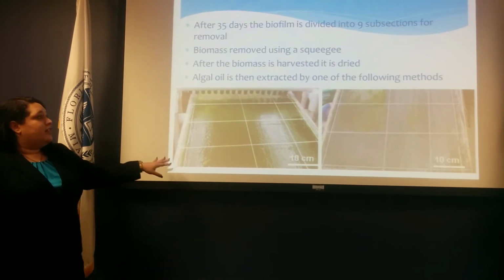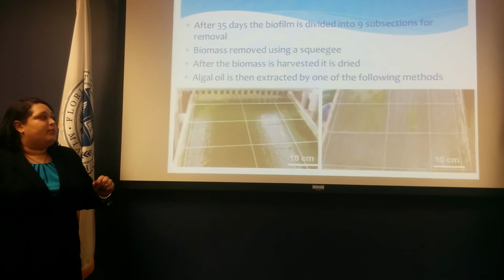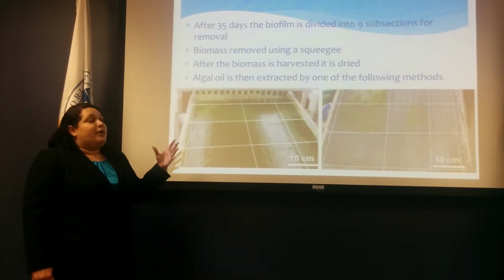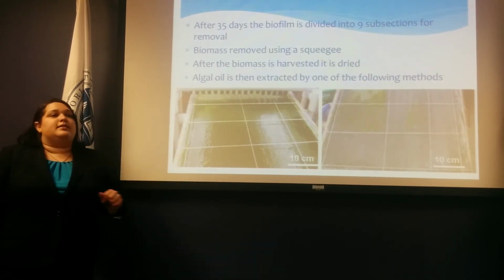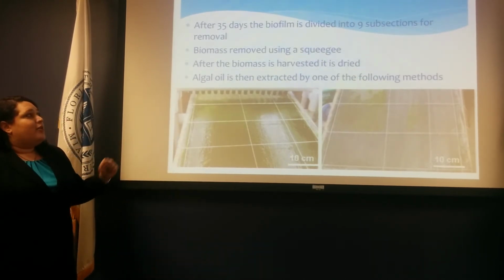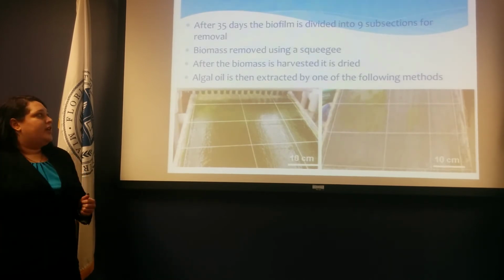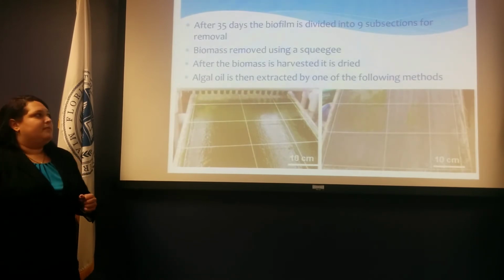The biomass on the concrete slab is removed using a squeegee. The squeegee method was the preferred method because it was shown that the biomass was able to be removed successfully with no contamination. After the biomass is harvested, it is dried either through centrifugation or another method, and then the algal oil is extracted by one of the following methods.